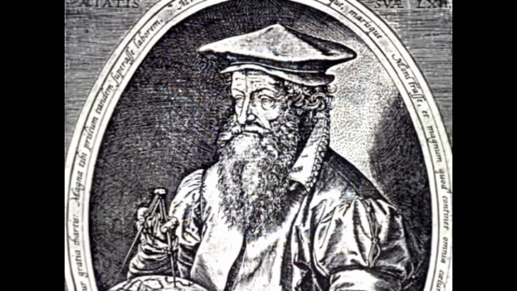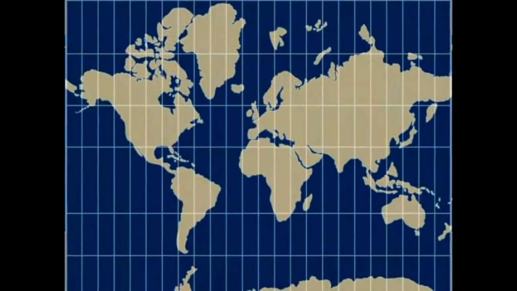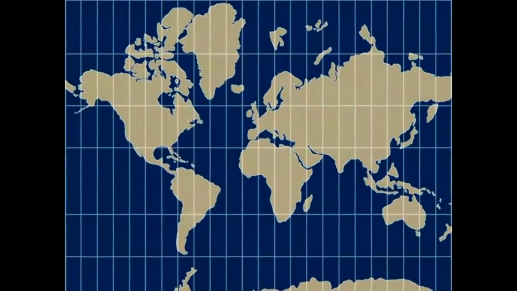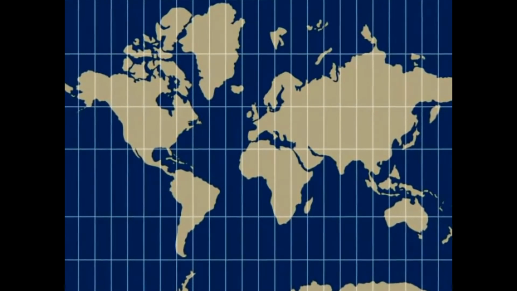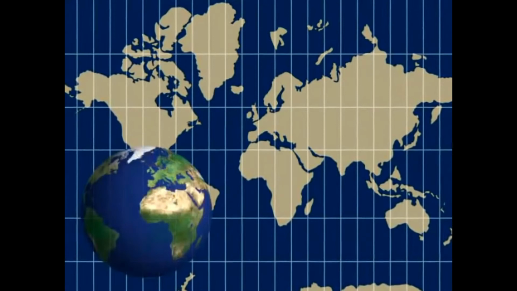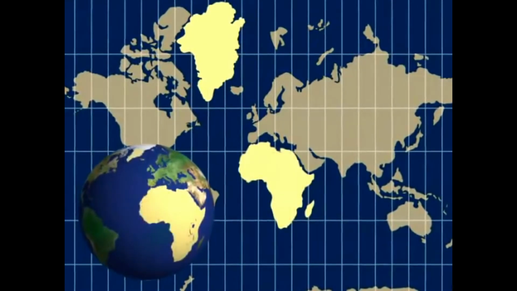The projection invented by the geographer Gerard Mercator more than 400 years ago compensates for this east-west distortion with a north-south distortion. Now, the continents are the correct shape, but the area of the polar regions is greatly exaggerated. Greenland, for example, looks as big as Africa when it's really 15 times smaller.